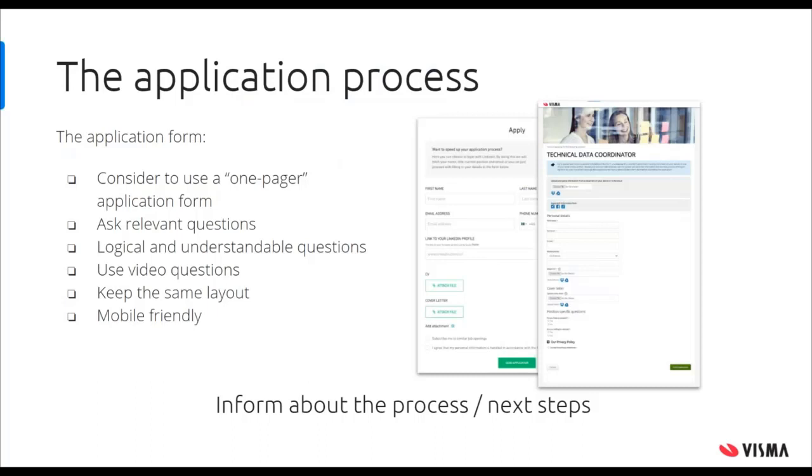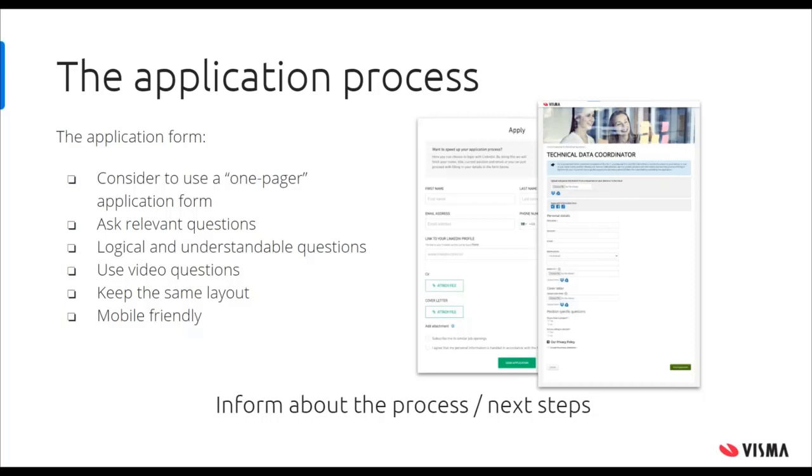So the application form, always try or consider to use a so-called one-pager application form. And what we're trying to say with our one-pager is try to have all questions on one page. So you start with first name or personal details, then maybe attach a CV, and then send application. As you can see here on the right-hand side, 2 examples here. You have one page with all questions. It is easy to get an overview. How many questions do I need to answer? I fill in the answers and then send application.